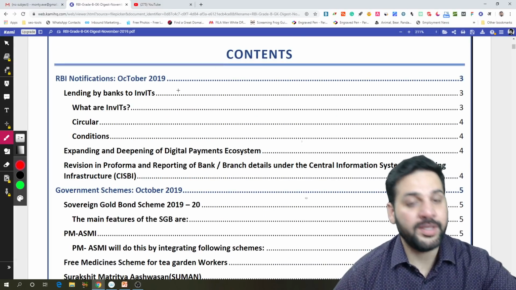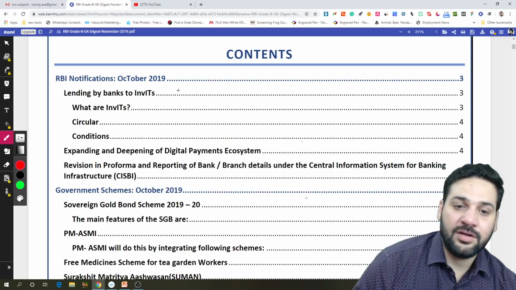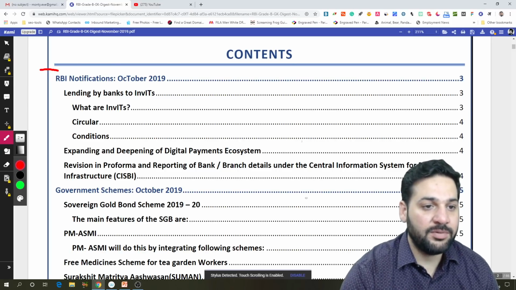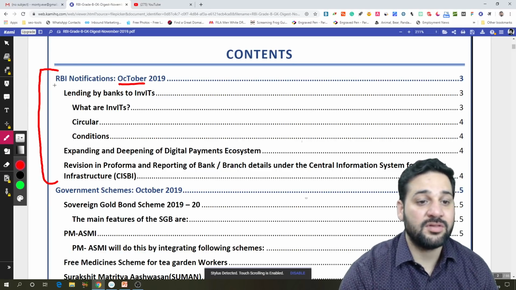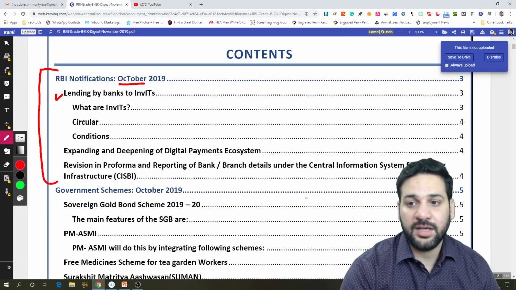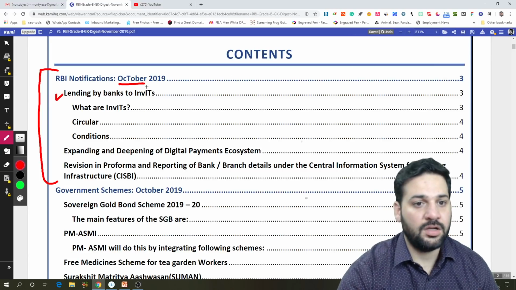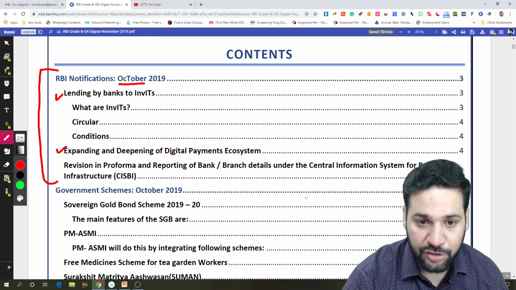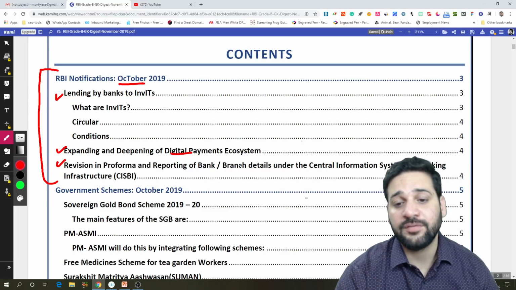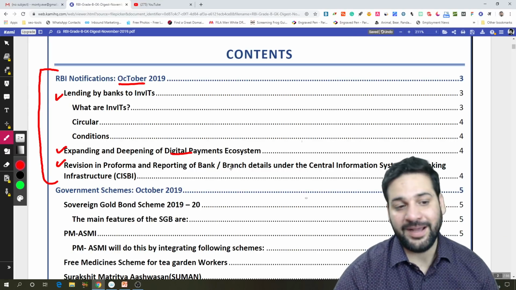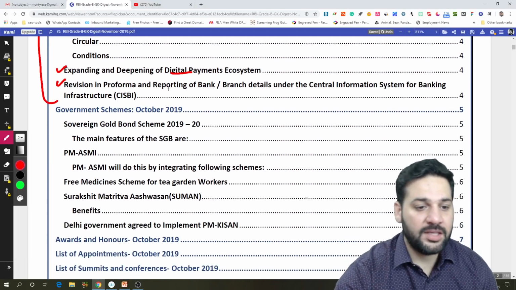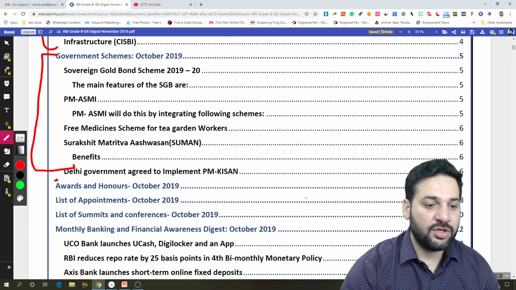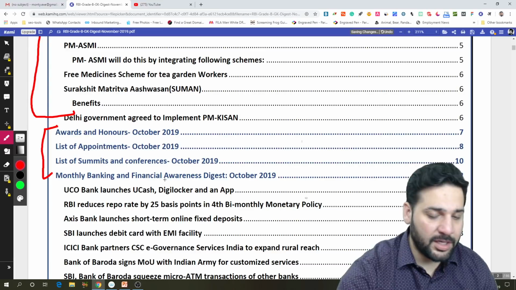In this digest, we are doing the analysis of all the events and all the circulars, everything that happened in the month of October. So we'll start with the RBI's notifications in the month of October. There were just three circulars: the infrastructure investment trusts, expanding and deepening the digital payment ecosystem, and the revision in reporting of cooperative banks, right? So three notifications, and then some government schemes released in the month of October, really important. Then awards, honors, list of appointments, summits, and then banking and financial awareness.